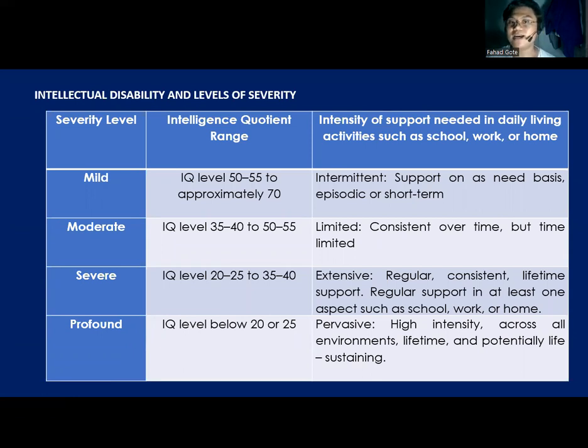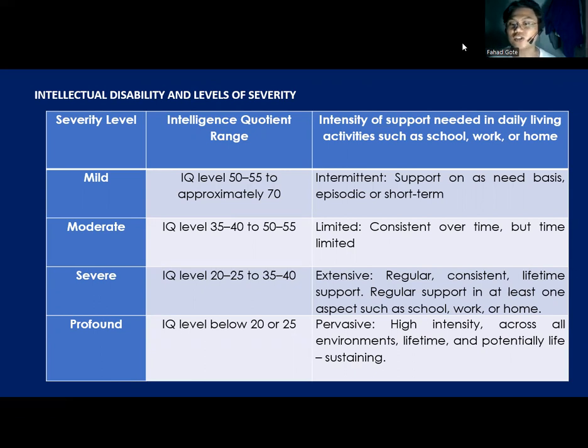And for the intensity of support needed in daily living activities such as school, work, or home: for mild, it's intermittent support on an as-needed basis, episodic or short term. For moderate, it's limited, consistent over time but time limited. For severe, extensive, it's regular, consistent, lifetime support, regular support in at least one aspect such as school, work, or home. For profound, it's pervasive, highly intensive across all environments, lifetime, and potentially life sustaining.